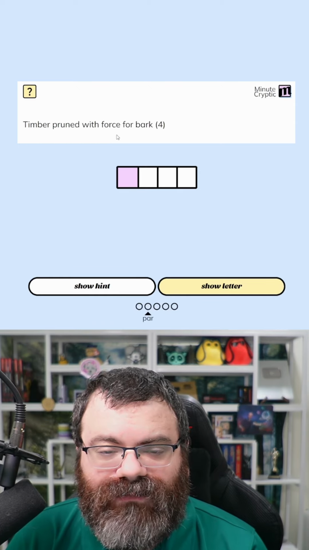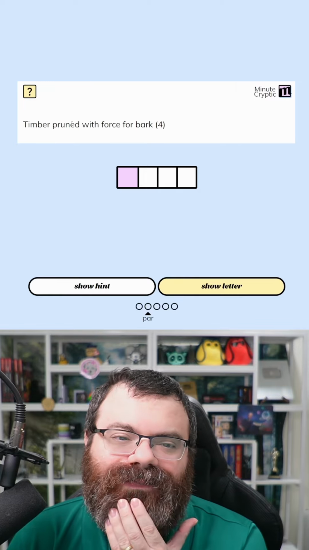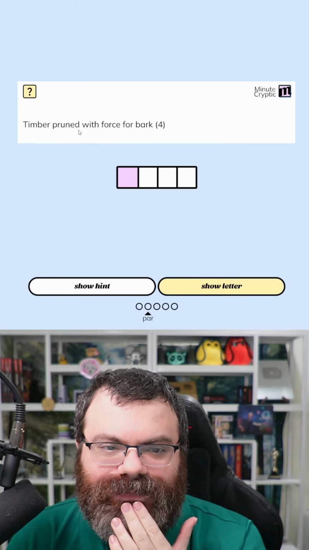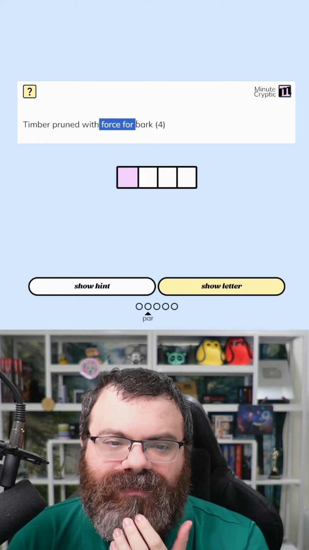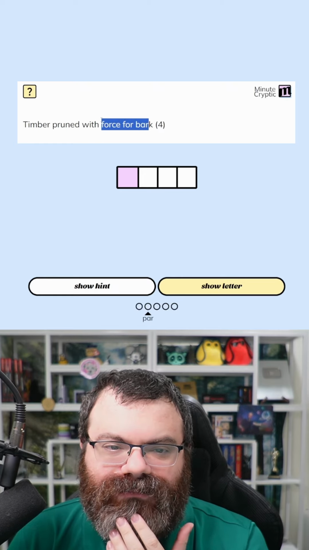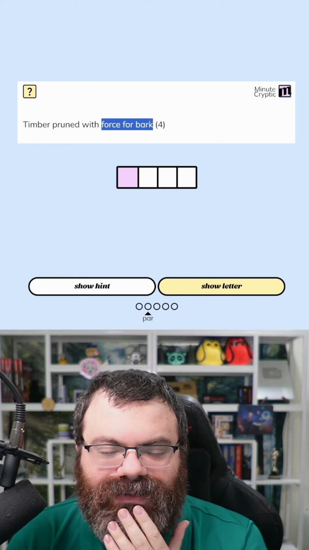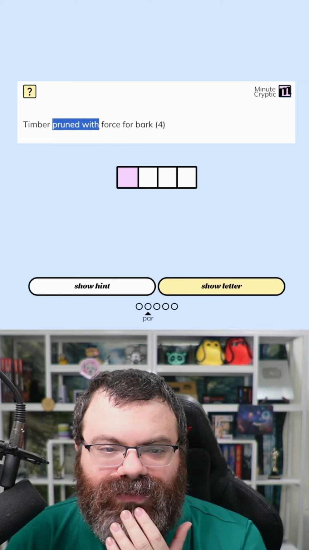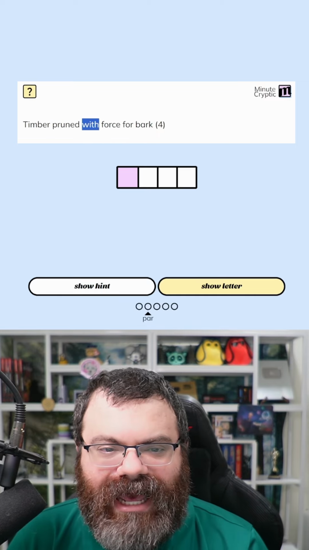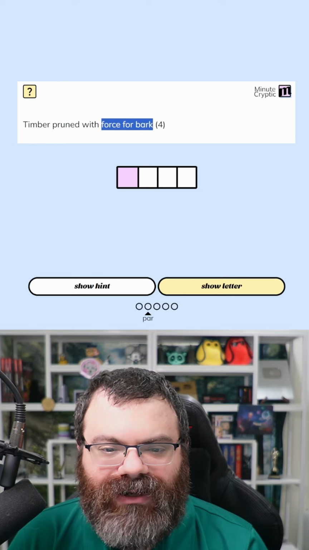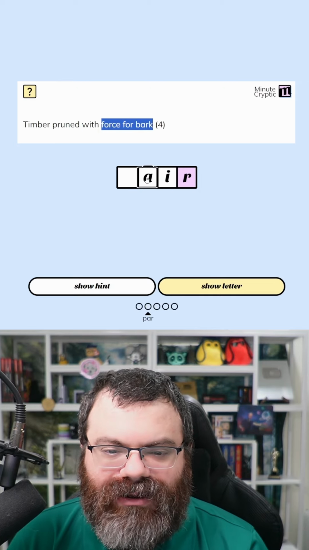Pruned with force for bark. What's our play on words here? Force for bark isn't really a phrase. Unless like air. Pruned with. So it makes me think we need a word for pruned, and then after that, we need a word for force for bark. Like air.